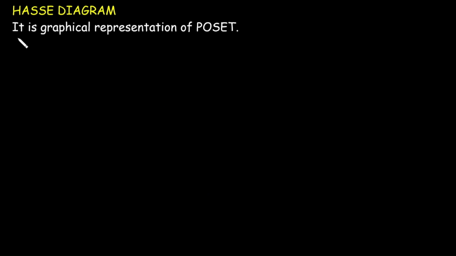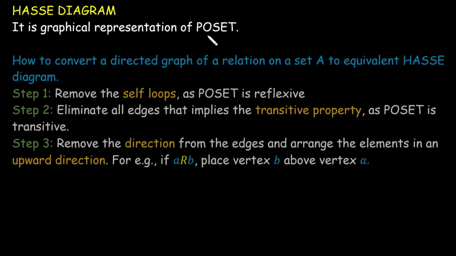Everyone, in this video we are going to learn how to construct the Hasse diagram. Basically, a Hasse diagram is a graphical representation of the poset and it is different from the directed graph of a relation. So here we will first learn how to convert the directed graph of the relation into the equivalent Hasse diagram, and after that we will directly learn how to construct the Hasse diagram without constructing the directed graph.